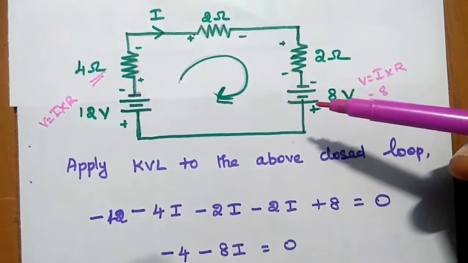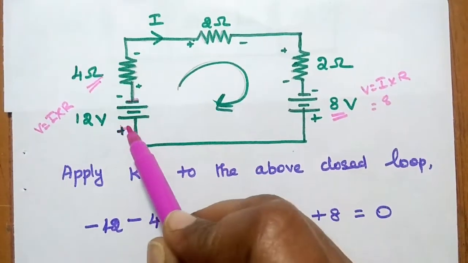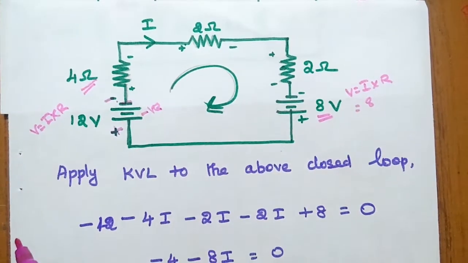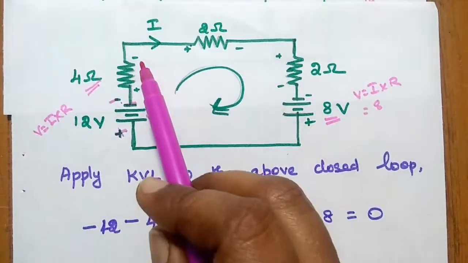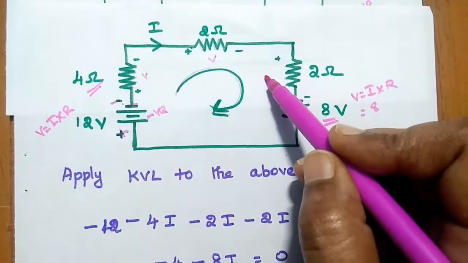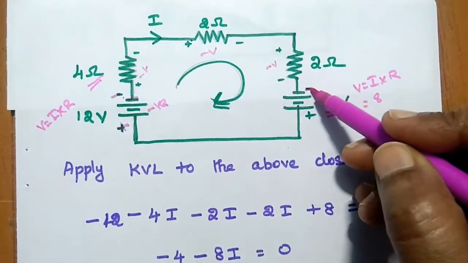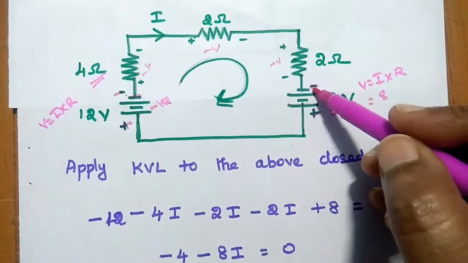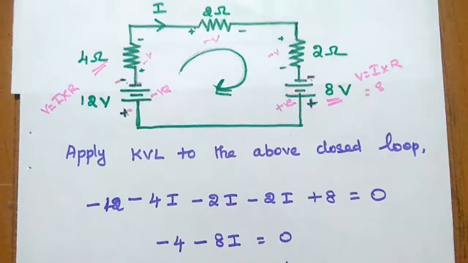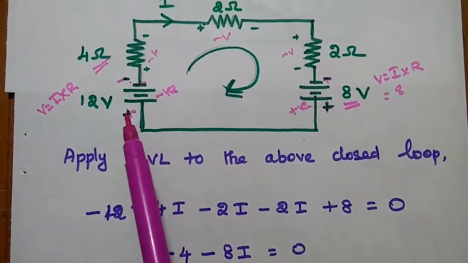So here we are going to apply KVL to this. Positive to negative. Positive to negative means it is a negative voltage. Okay. So likewise positive to negative means it is a negative value. Positive to negative, negative voltage drop. Here also it is a negative voltage drop. Okay. Here it is negative to positive. The direction is negative to positive. That means it is a positive value. So we can apply KVL to this closed loop.